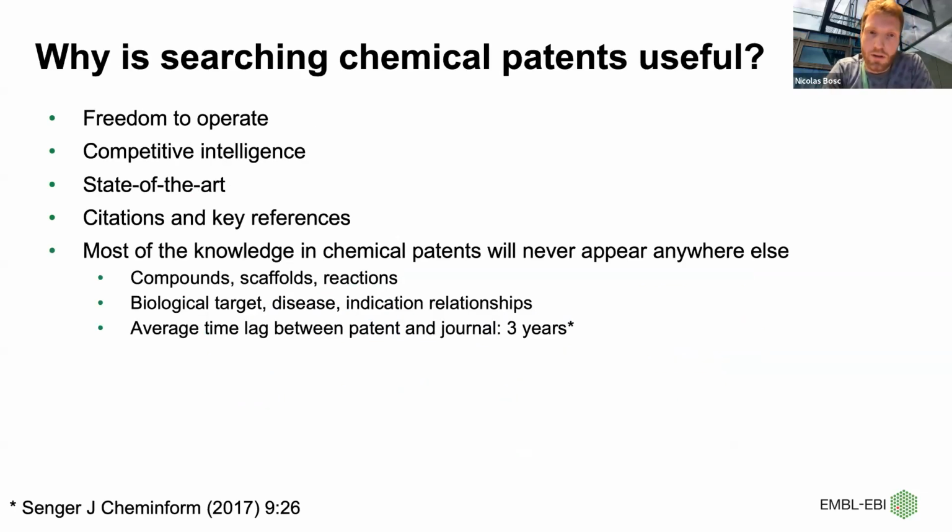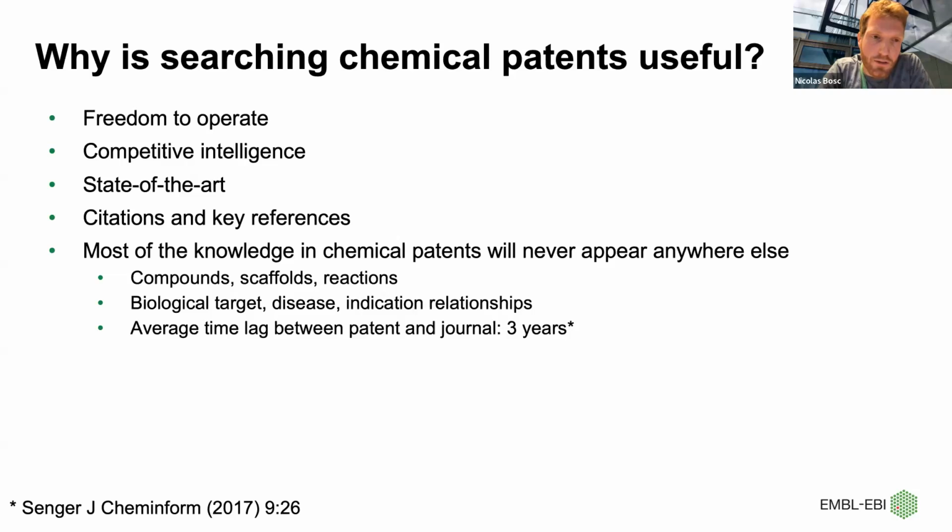Why is SureChEMBL important? And the underlying question is, why is searching chemical patents useful? It is important for companies and organizations who are interested in knowing if they can operate in a certain area, especially in drug design. You want to know if the compound that you are developing is already protected by a patent or not. So it's important to search as soon as possible during the project if you have the freedom to operate. It's also a question of competitive intelligence. You want to know what your competitors are doing, then SureChEMBL is the place where you can find this information.